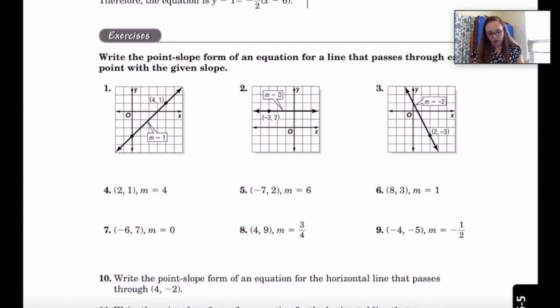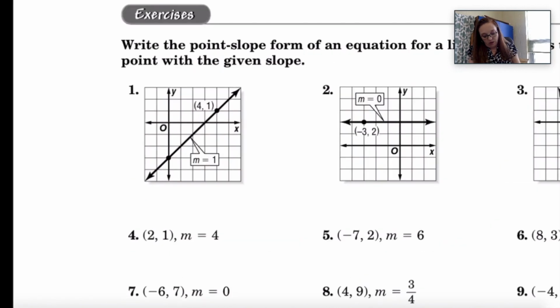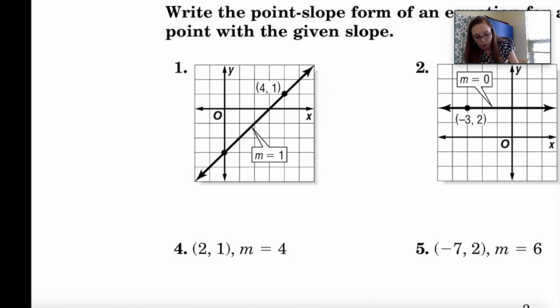So my first set of directions says to write the point-slope form of an equation for a line that passes through each point with the given slope. So I'm going to come over here on the side and write that point-slope form down one more time. It's y minus y sub 1 equals m times x minus x sub 1. So you're going to replace the y sub 1, the m, and the x sub 1. Those are the three things that you're replacing in the equation.